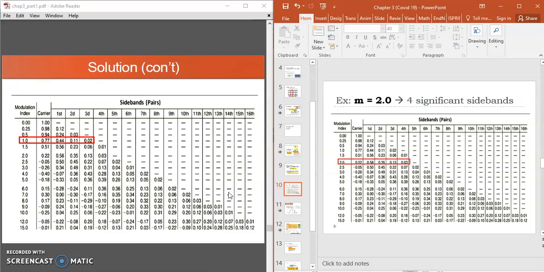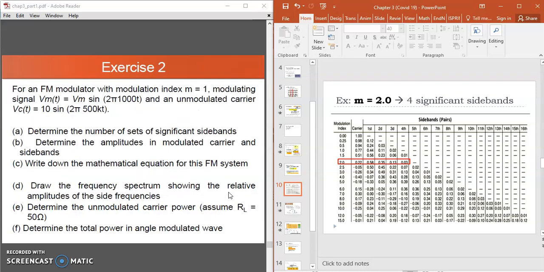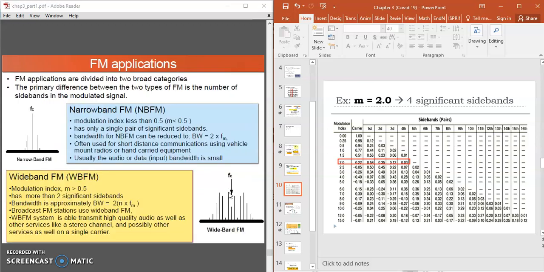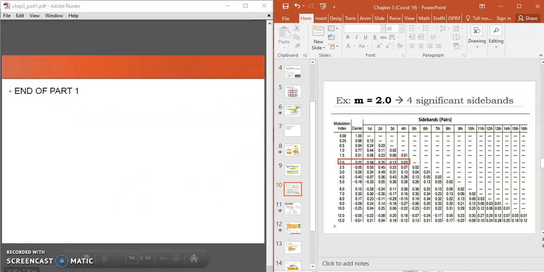You can see the example given. Try to do the exercise. If you don't understand, you can ask me. So, that finishes part 1. Thank you.